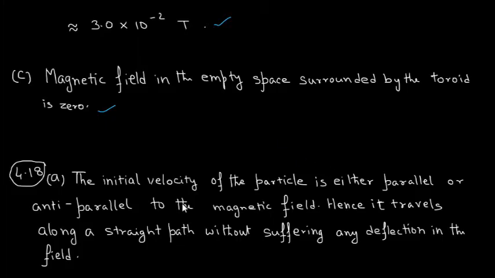So 18a, the solution is the initial velocity of the particle is either parallel or antiparallel to the magnetic field. Hence, it travels along a straight path without suffering any deflection in the field. Let us see B part.